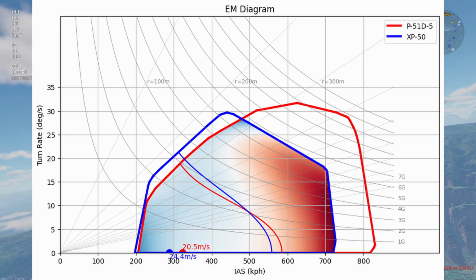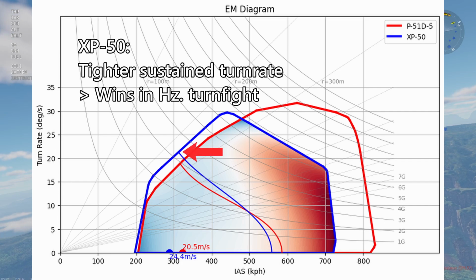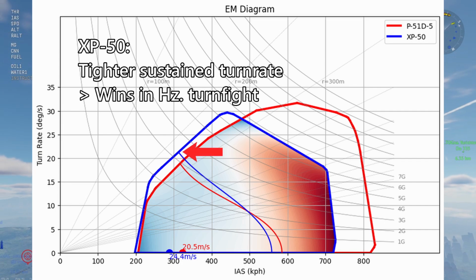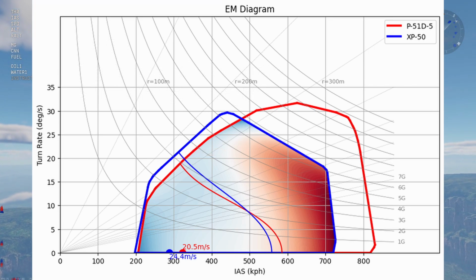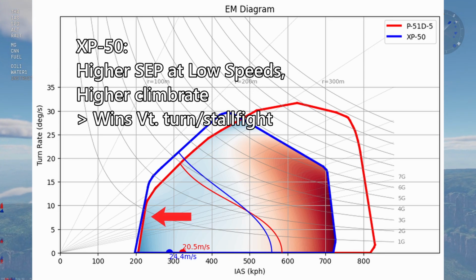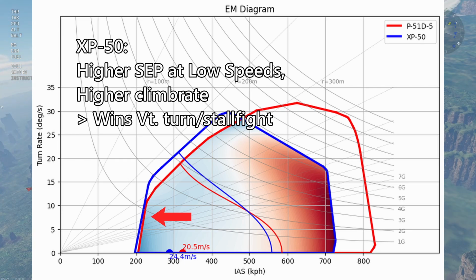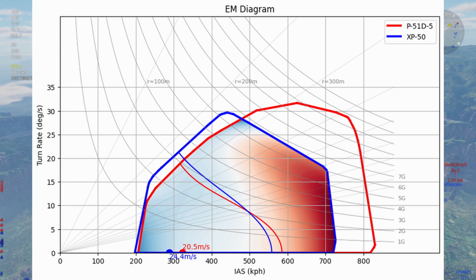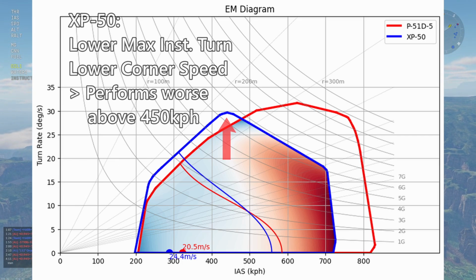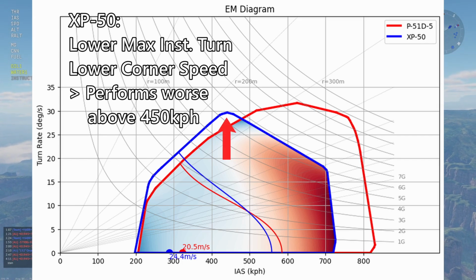For this comparison, we can see that the XP-50's sustained turn rate is tighter and also at the same speed, meaning that the XP-50 would win in a horizontal rate fight. It would also win in a vertical climbing fight because this edge over here is blue, meaning that in low speed turns, the XP-50 turns both tighter and also keeps more energy in those turns. The XP-50 has a lower corner speed and a slightly lower max instantaneous turn rate.